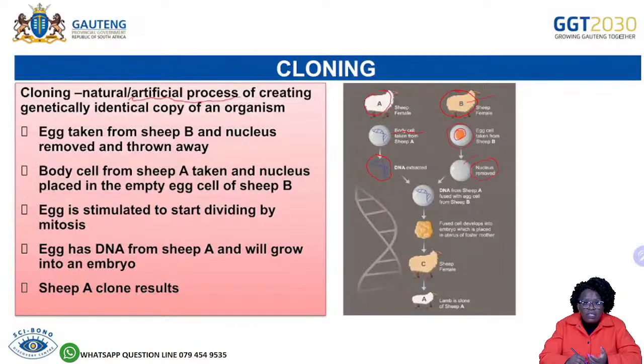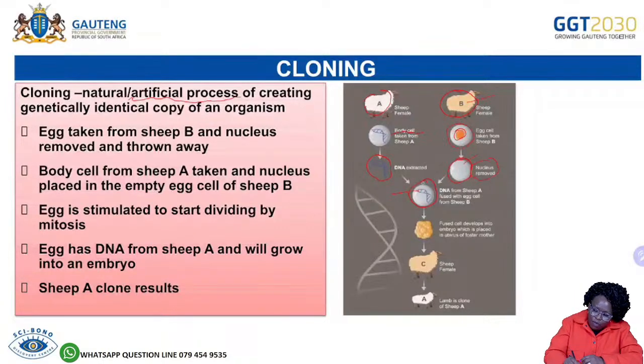Where is the DNA found? It is definitely found in the nucleus. So that is removed from the somatic or the body cell of sheep A. And what happens is that now DNA from sheep A fused with the egg cell from sheep B. If you look at this now, it is showing us that empty egg cell, empty because the nucleus was removed and thrown away. And now we've got the DNA material, which is the nucleus from where? From sheep A. And this is now a body cell, but not a gamete, not an egg cell or a sperm cell. So they are fused together.